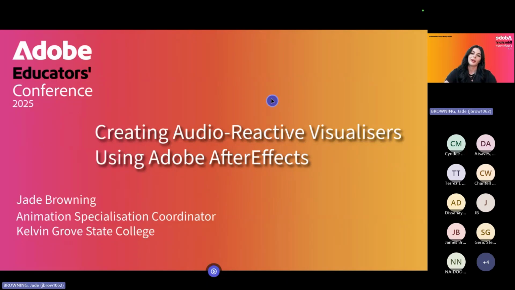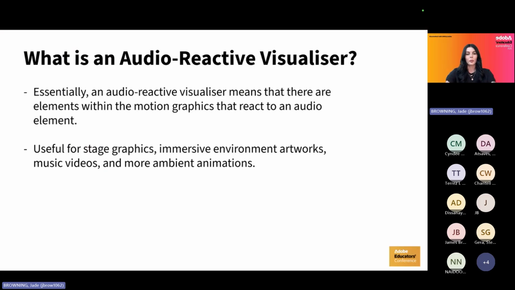Okay, so we are going to be creating audio reactive visualizers using Adobe After Effects, like I said. So what is an audio reactive visualizer? Essentially, an audio reactive visualizer is some sort of motion graphic that you create, where elements within it react to the audio elements. This can be really useful for things like stage graphics behind concerts or performers, immersive environment artworks that are projection based, music videos, more ambient animations, etc.